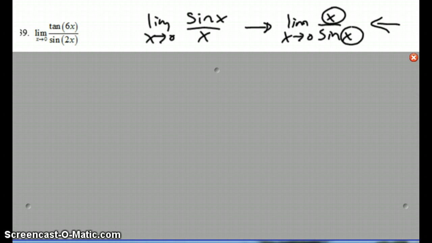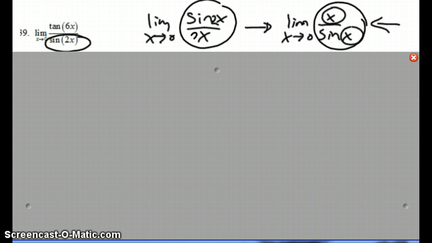What I want you to do is try on your own to rewrite tangent of 6x and perhaps multiply the whole fraction by something so that you do end up with either sine x over x or x over sine x. Right now we have a sine 2x. The 2x may not go away. Maybe we'll leave that there. And in that case, we would be looking for sine of 2x over x or 2x over sine of 2x. We might have to multiply by something. And remember, if you multiply the fraction by something, you must multiply both top and bottom by the same thing.